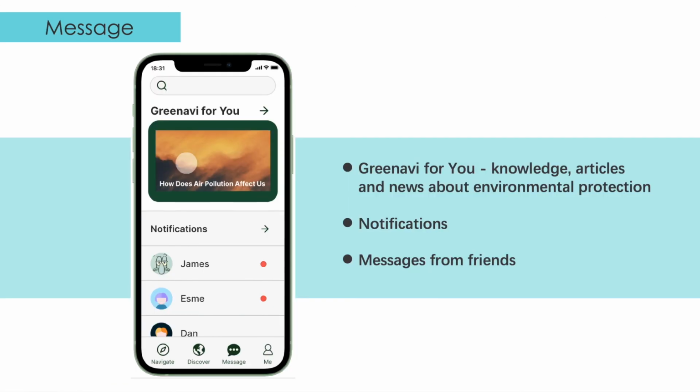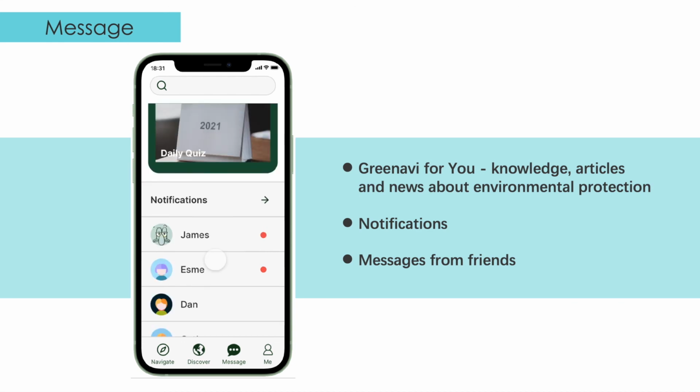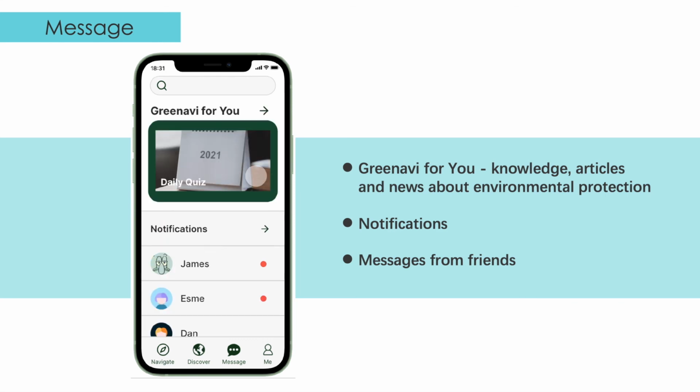Moving to Message, this is where users can find some knowledge, articles, and news about environmental protection in Green Navi for you, and the notifications from our app and the messages from their friends.